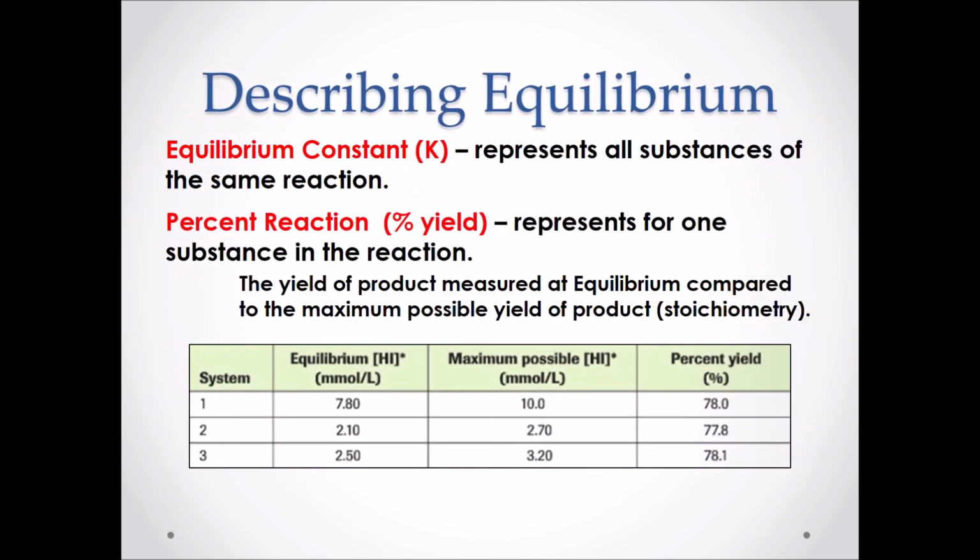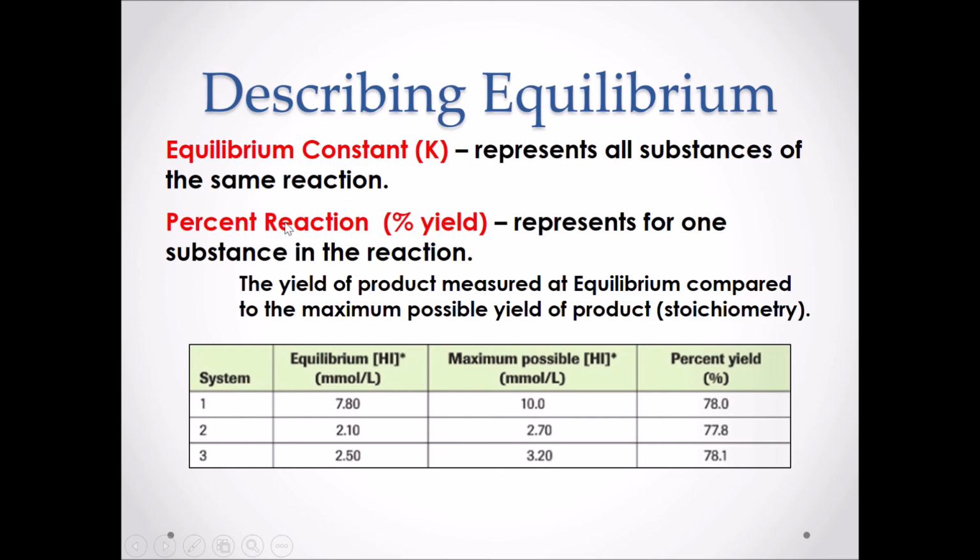Describing equilibrium. There are 2 ways to describe equilibrium. Our first is our major focus, equilibrium constants, which is represented by K. It represents all substances in an equilibrium for the same reaction. More will be learned about equilibrium constant in future lessons.